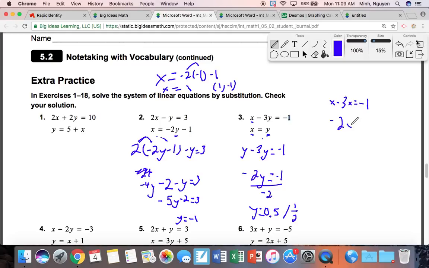Negative 2x equals negative half, or sorry, negative 1. But I have to divide both sides by negative 2. Let me redo that. So negative 2x equals negative 1. Divide everything by negative 2. X equals 0.5 or 1/2.